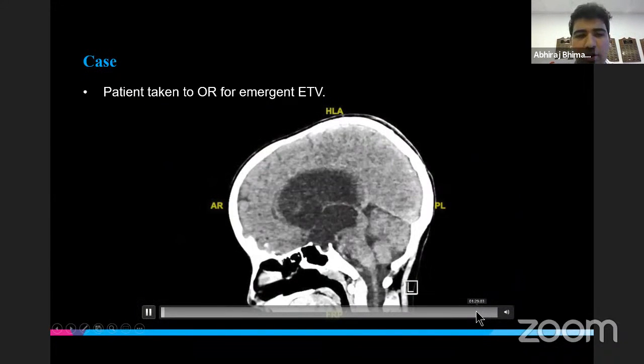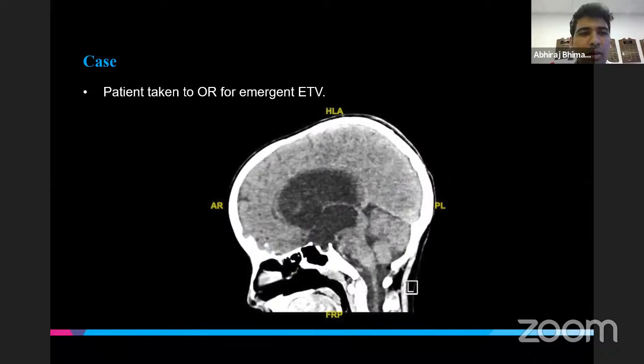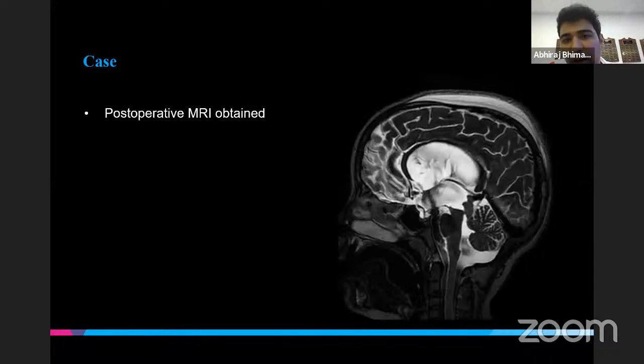Post-operatively, the patient did well, and the patient got an MRI. This is a sagittal T2 CUBE sequence, and you can see right here this brisk flow of the cerebrospinal fluid going through the ETV site. It's hyperintense on this sequence, and you can see the flow void right here.